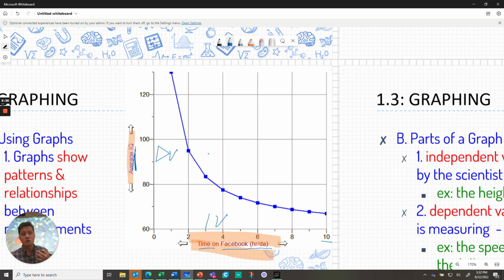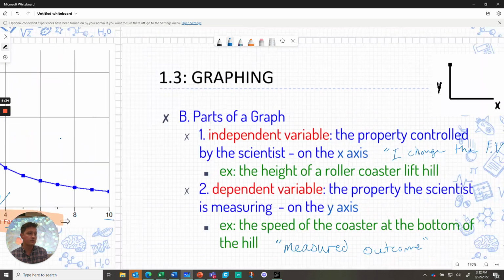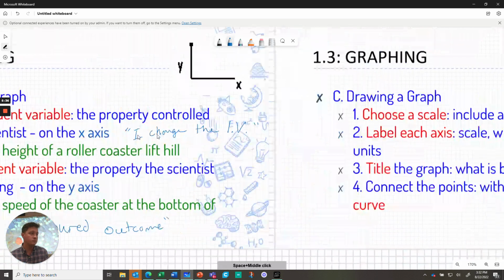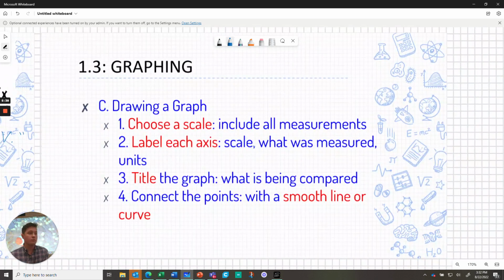So how do we draw a graph? Well, we need to choose a scale that's going to include all of the measurements. We need to label the axis, including the scale or the units, and what was measured. We need a title, what is being compared.